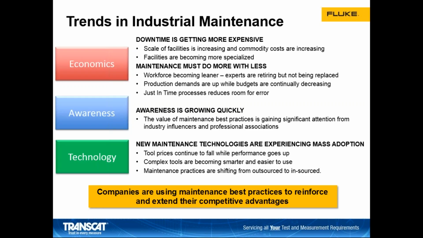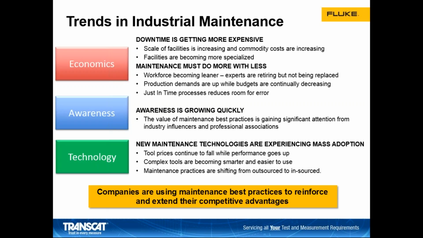Well, a little bit of it is the economics. Downtime is getting more and more expensive. Maintenance departments are having to do more with less. We have a workforce that's getting leaner. A lot of our specialists are retiring. So what are we to do? Things just seem to be getting worse and worse. Our budgets are getting smaller. Our goals are getting larger. Our production rates are getting faster. But what do we do?